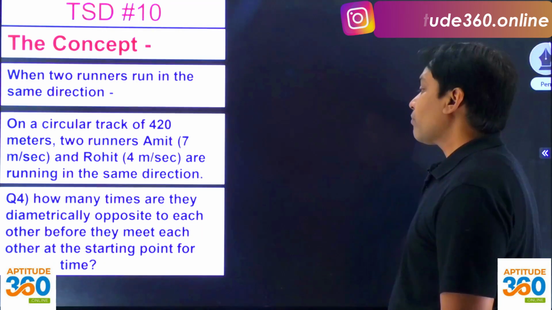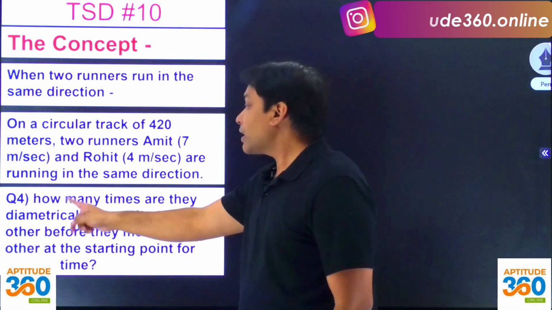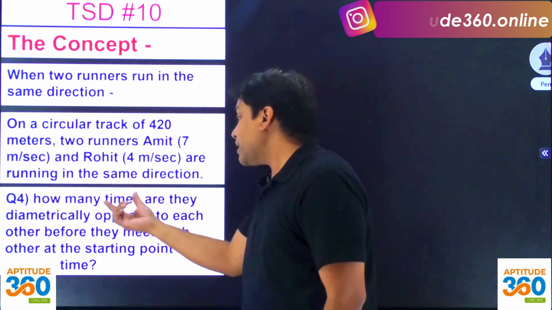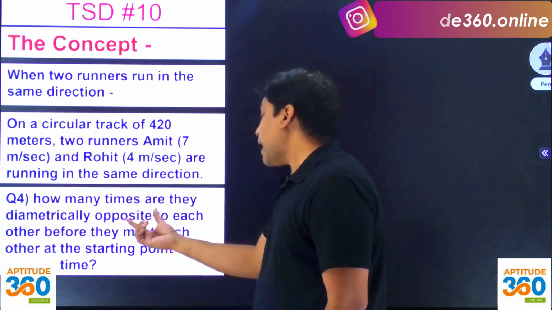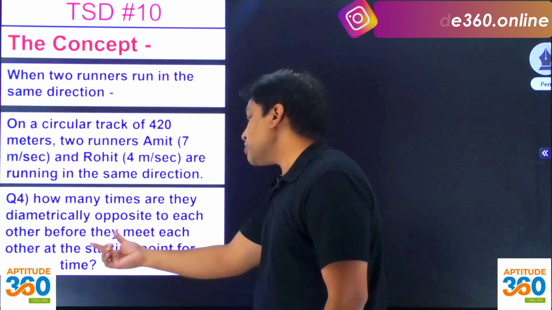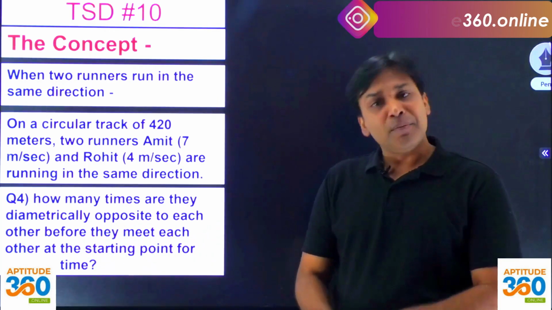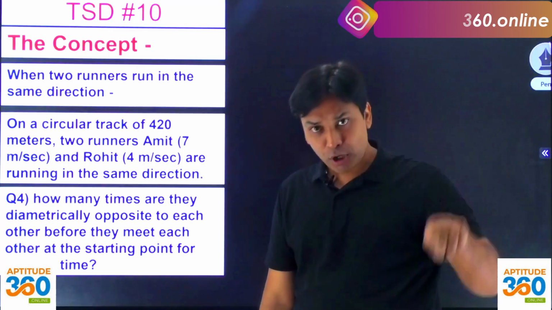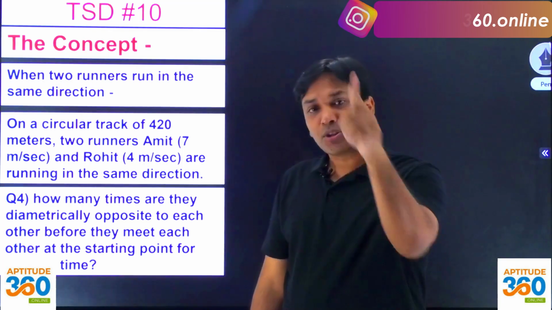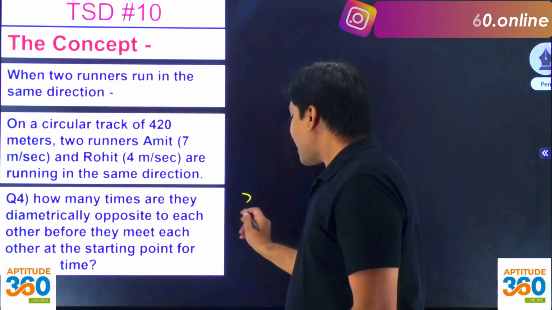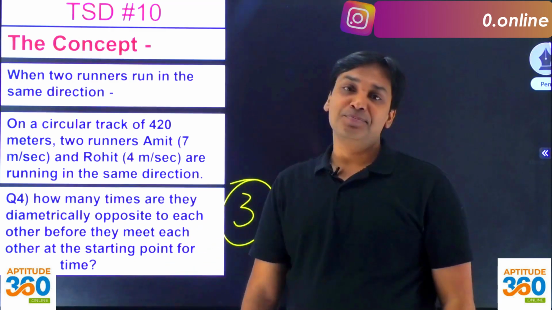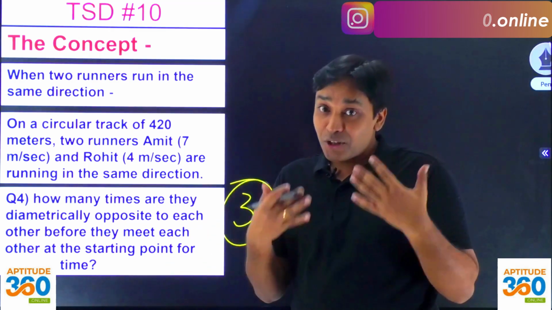Okay then, how many times are they diametrically opposite to each other before they meet each other at the starting point? They are meeting 3 times in the process. If they are meeting 3 times, तो 3 ही बार तो diametrically opposite भी होंगे ना भाई. Can you understand this thing?